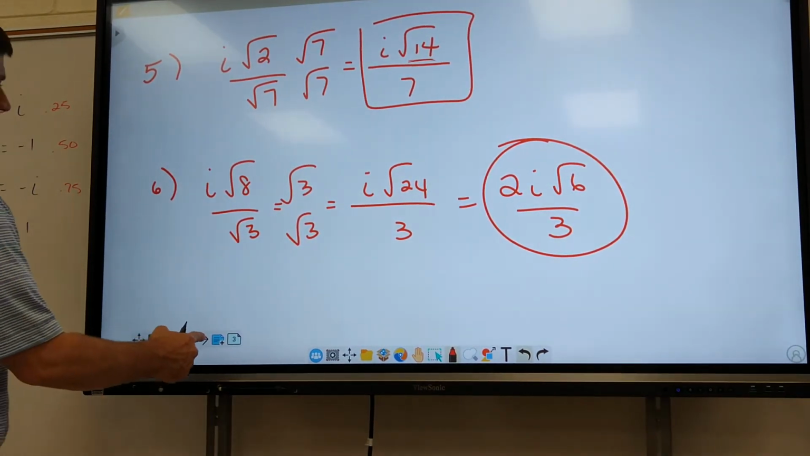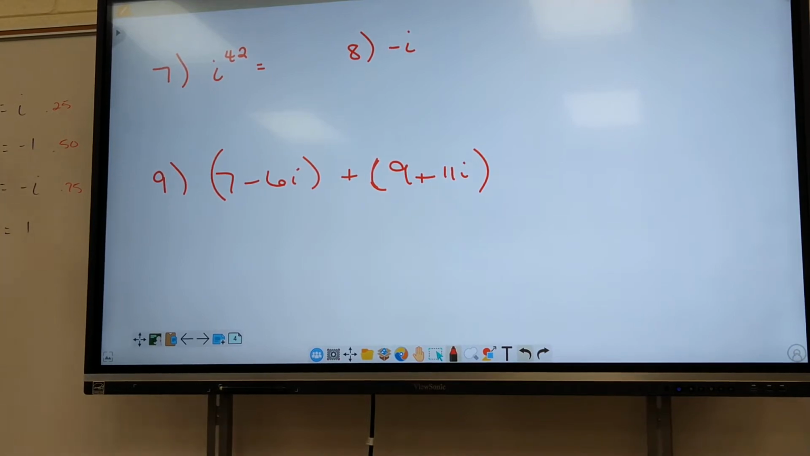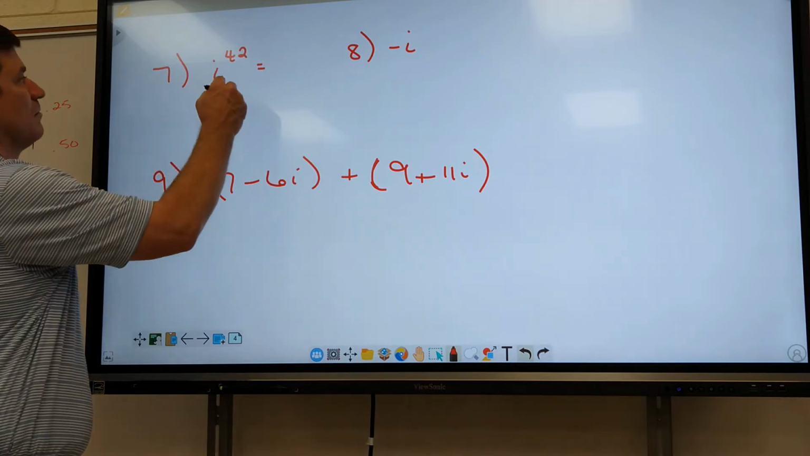All right, number 7. i to the 42. Do y'all remember how we did this? Look, i, i squared, i cubed, i to the 4th. So what would i to the 5th be? That's i to the 6th, 7th, 8th, 9th, 10th. It goes on forever. So what's the fastest way to do i to the 42? Divide it by 4, see what you get. What's 42 divided by 4? Put it in your calculator. 10.5. If it's got 0.5 on the end, it's this one, so my answer is negative 1.